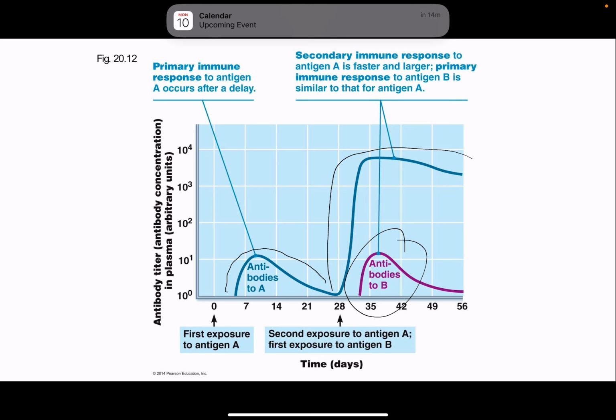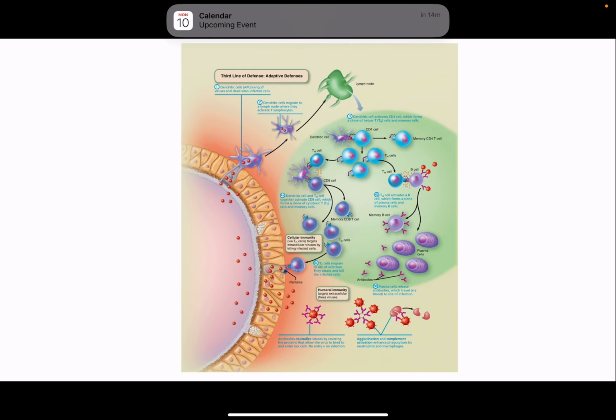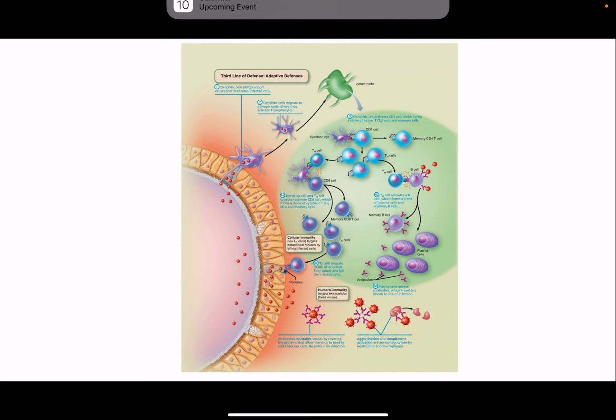Questions on that? Okay. This is just a summary of all those different parts of the immune system that we talked about, and this just shows you how complex our immune system is. There's many different facets to it, lots of different protections that we have to help us fight off any foreign invaders.